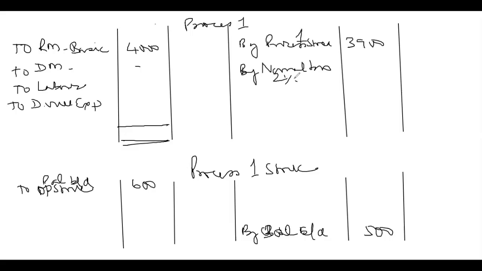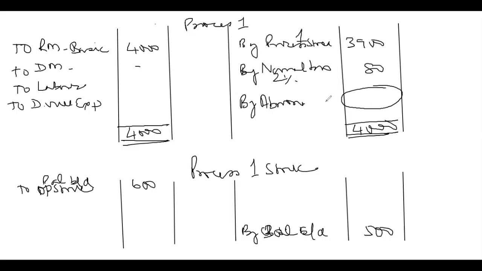So 2% is coming to 80. Therefore, 4,000. Therefore, this quantity is how much? Please tell me what is the quantity here? What is the quantity, please? 20. So now the quantitative details are over.